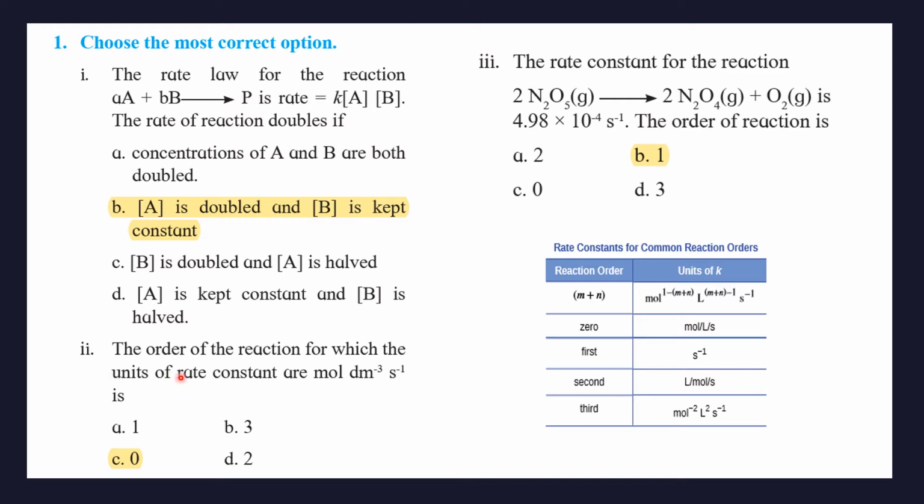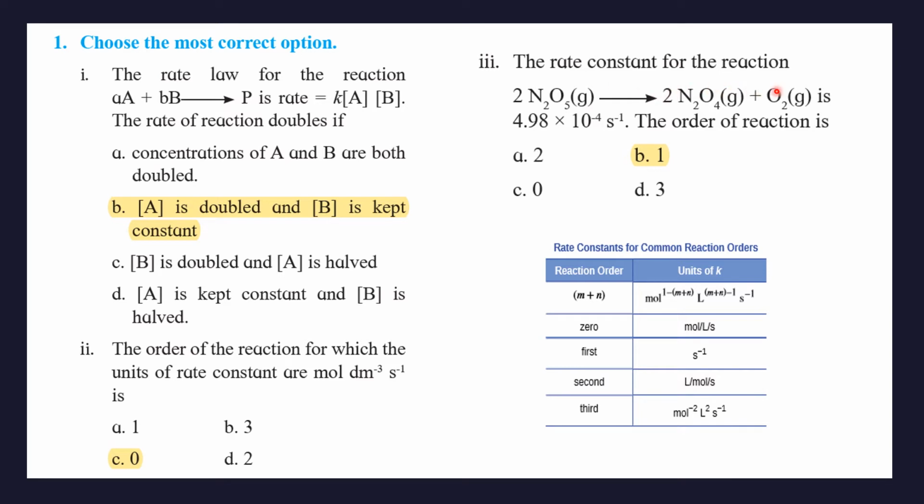Second question. The order of a reaction for which the unit of rate constant are mole, decimeter raised to -3, second raised to -1. The correct answer is option C. Zero order reaction.